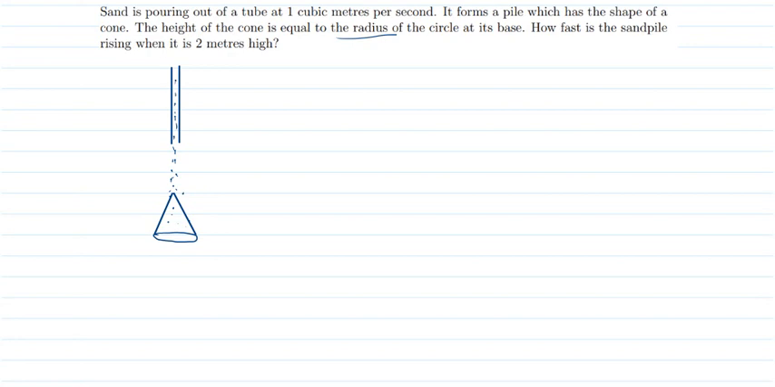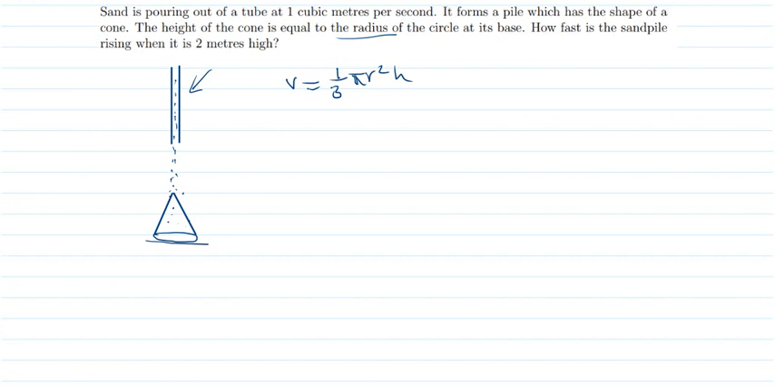So this is an illustration where we have a tube, then sand is pouring out, then when it reaches the ground here, it's having a pile that is in the form of a cone. So what do we know about this? First, we know that the volume of a cone is 1/3 pi r squared h. That's one thing we know.